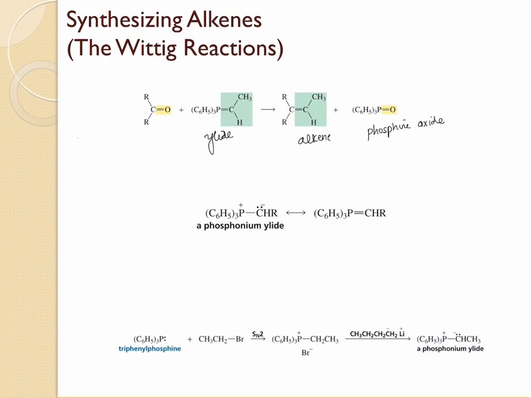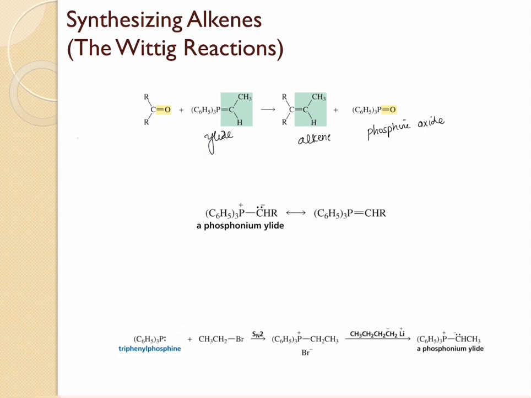Now in this reaction, the doubly bonded oxygen is going to get interchanged with a group that is doubly bonded to phosphorus. So this oxygen and this group are going to get exchanged in the product, and that's how you'll get the alkene. Here's the structure for phosphonium ylide.